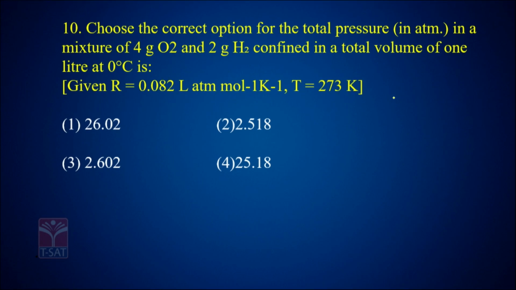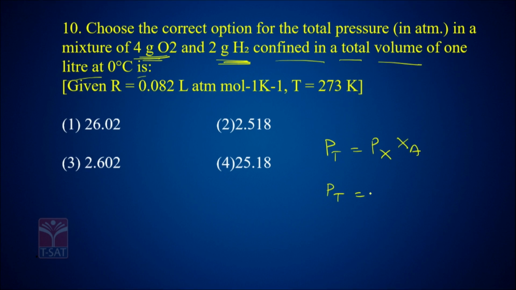Choose the correct option for the total pressure in a mixture of 4 grams of O2 and 2 grams of H2 confined in a total volume of 1 liter at 0 degree centigrade. So, generally, total pressure P total is equal to the partial pressure of A times the mole fraction of A plus the partial pressure of B times the mole fraction of B.